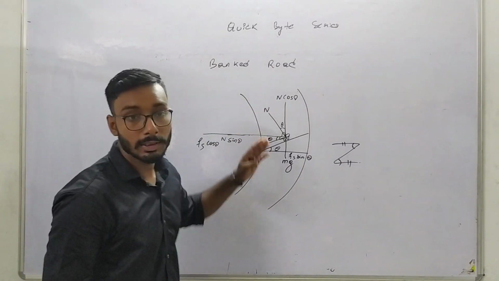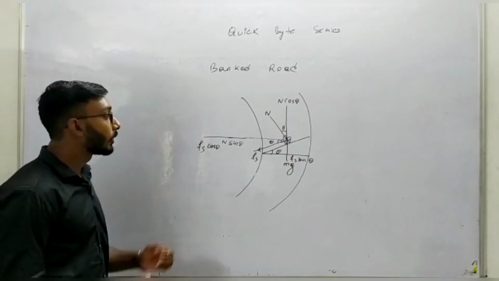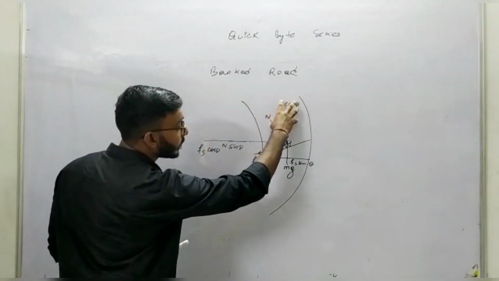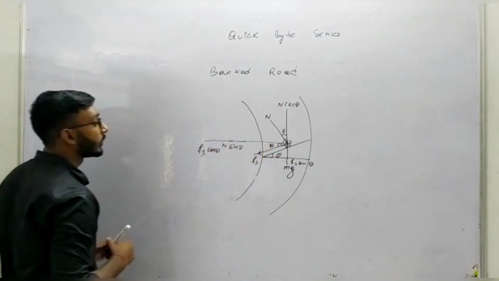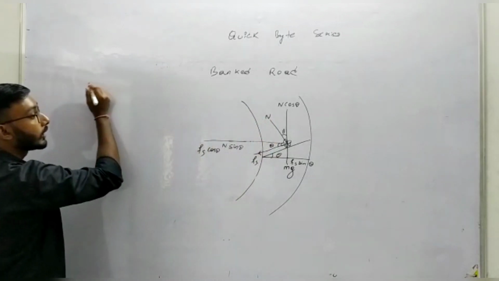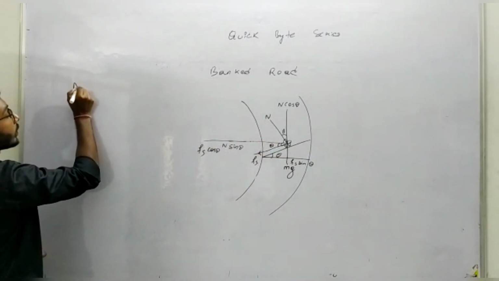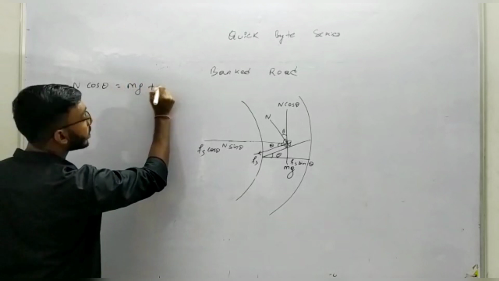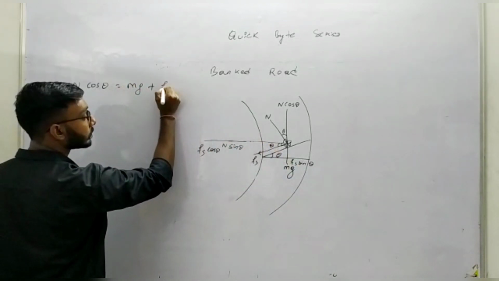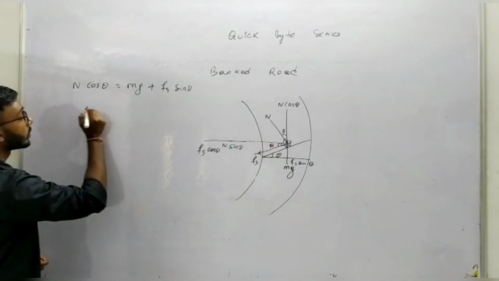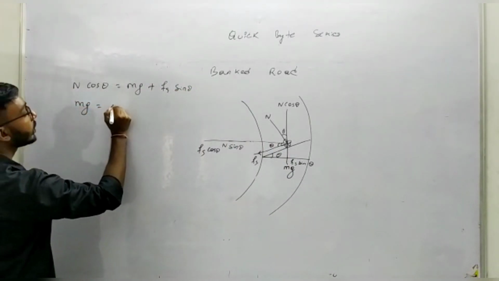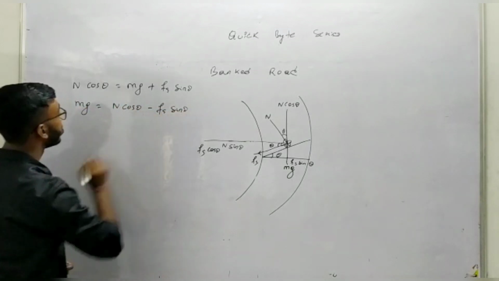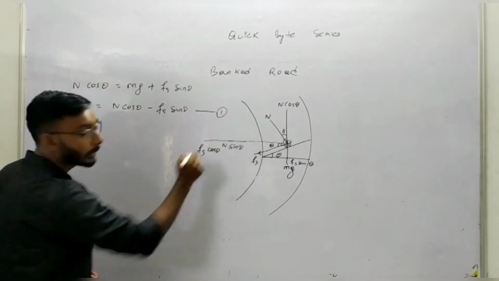Now let us see how the forces balance each other. We will consider this vertical component and this horizontal component. First, for the vertical component, it is N cos theta equal to mg plus Fs sin theta. Let us take mg on one side: mg equals N cos theta minus Fs sin theta. Let us consider this as equation 1.